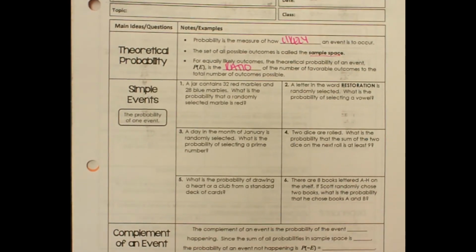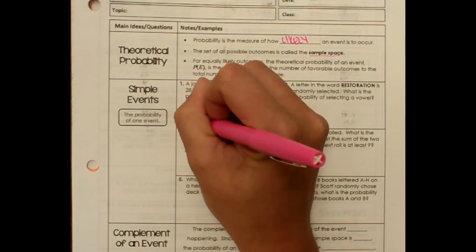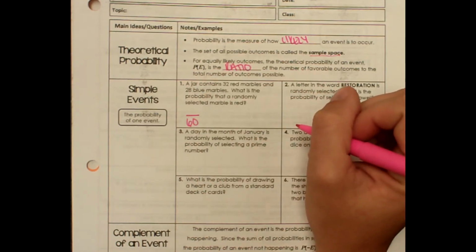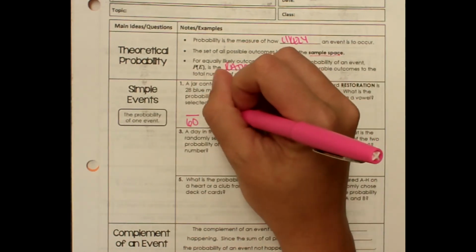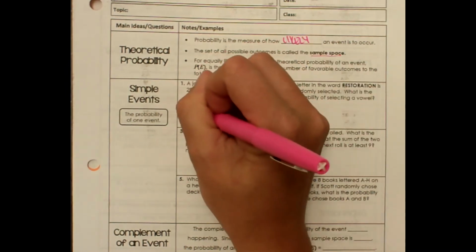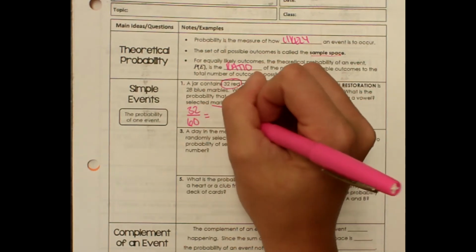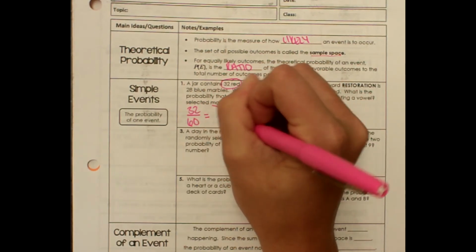Number 1, a jar contains 32 red marbles and 28 blue marbles. What is the probability that a randomly selected marble is red? So keep in mind, 32 plus 28 means that you're going to have 60 possible outcomes. They ask you, what is it if you select a red one? Well, remember that there's 32 red ones, so it's 32 over 60. Once you reduce your fraction, it's 8 over 15.